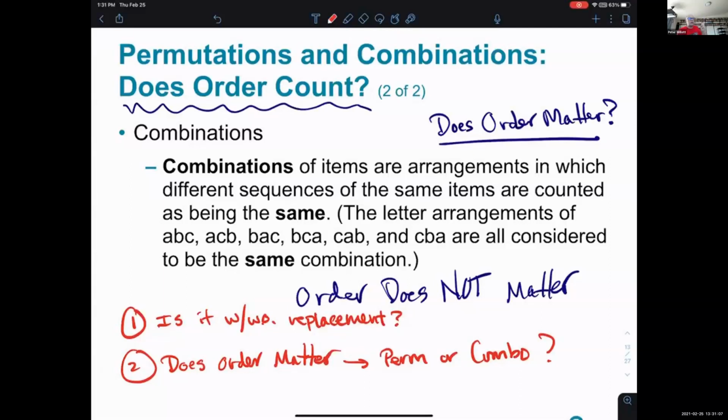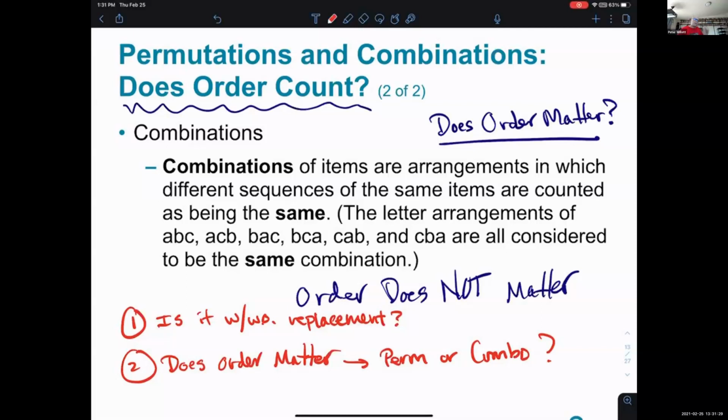We just looked at two situations where I'm literally taking letters out of a bag and I'm going to end up having pulled five letters. In the first situation, it was with replacement and order mattered. And then in the second situation, it was without replacement and order didn't matter.